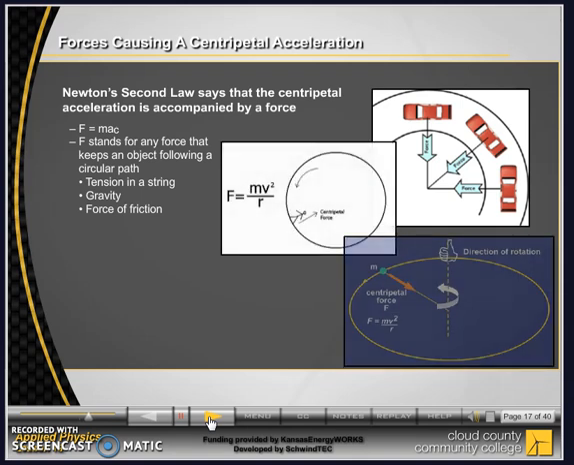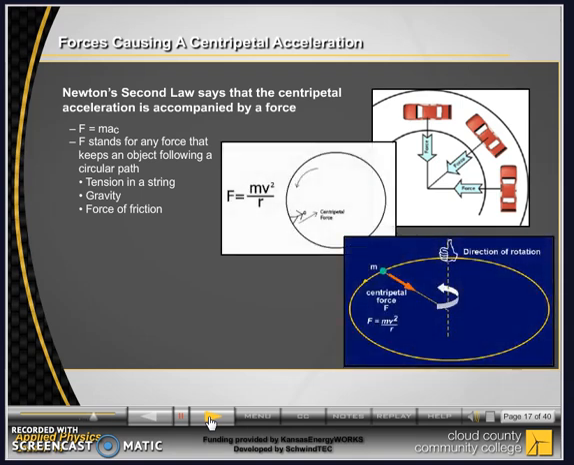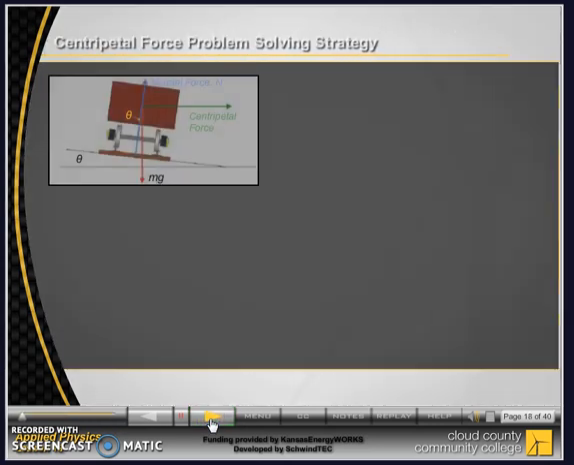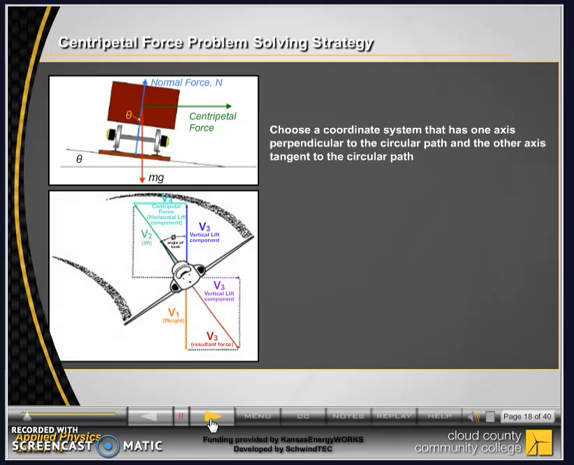If there is some kind of change in velocity, there will be an acceleration. Do you remember what causes an acceleration? An unbalanced force. In this case, a center-seeking force called centripetal force. Here are two examples where force diagrams have been drawn. Notice the centripetal force component is pointing toward the center of the circular motion that is being performed.